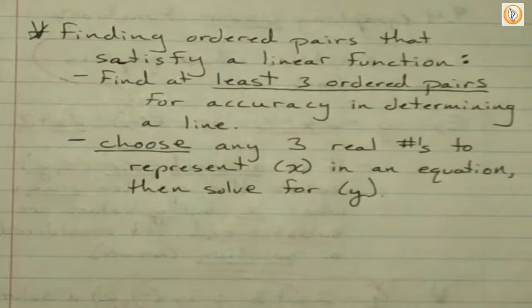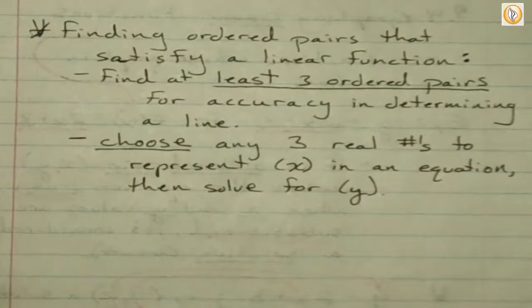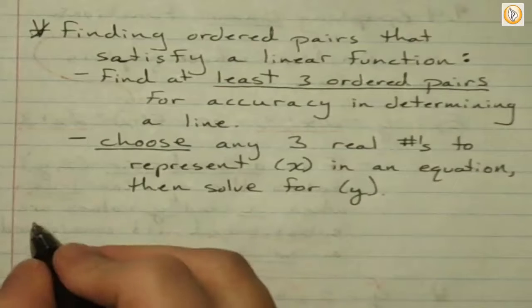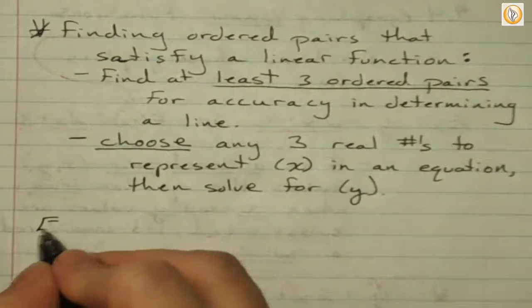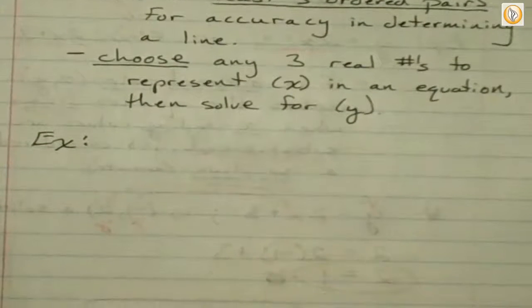I thought the first word was cheese. Cheese any three real numbers. Okay. They're cheesy numbers. There you go. Cheesy numbers. All right.